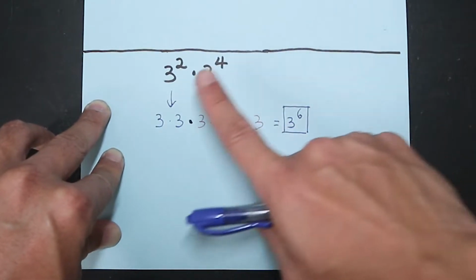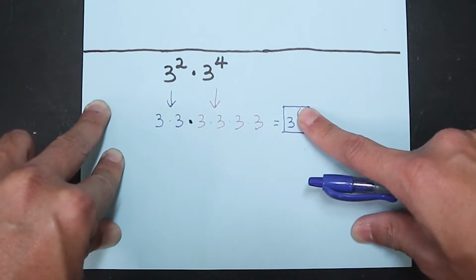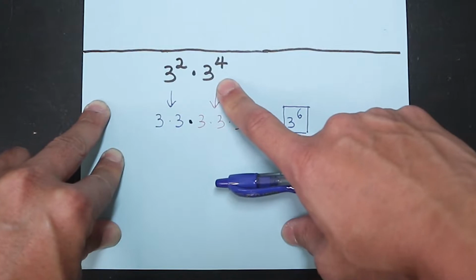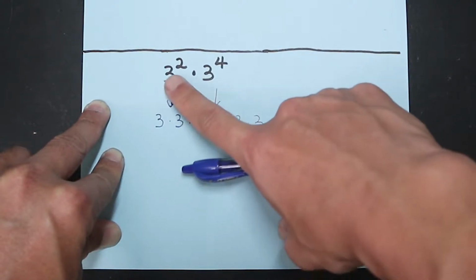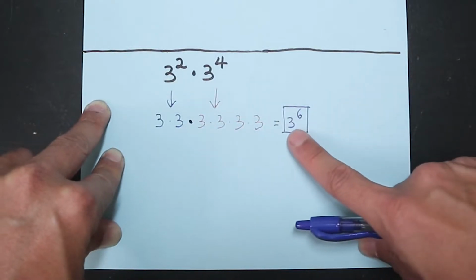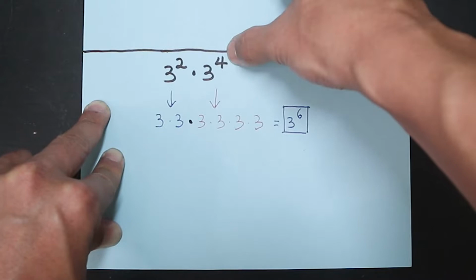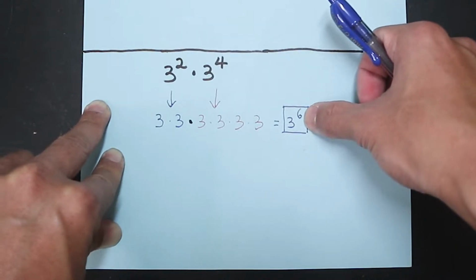Well, if you were to add these two exponents, 2 plus 4, you get 6. And I'm going to keep the base of the exponent expressions the same. So if I have 3 and 3, my base is kept the same, which is 3. But if I have an exponent of 2 and an exponent of 4, I could add them and it becomes 6.